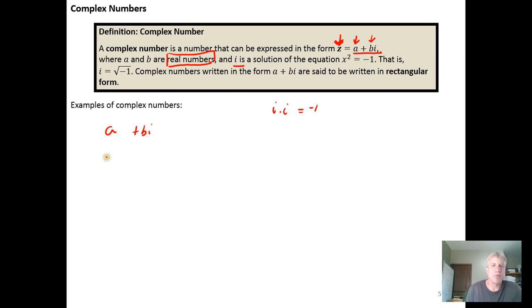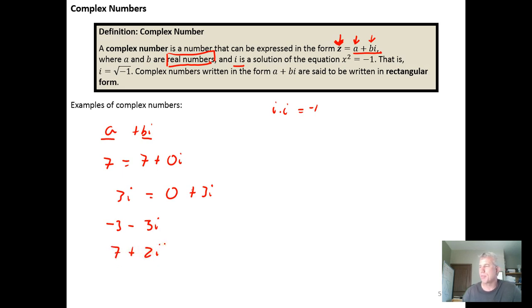So for example, 7 is a complex number because 7 can be written as 7 plus 0 times i. 3i is a complex number because it can be written as 0 plus 3i. So it can be written in the form real number plus real number times i. So anything that looks like this is a complex number.